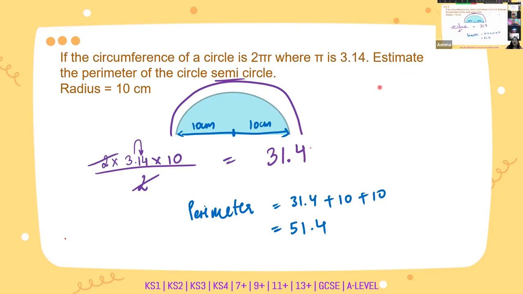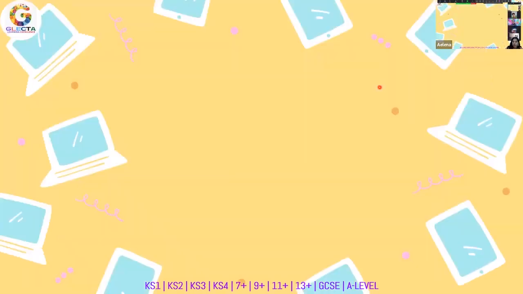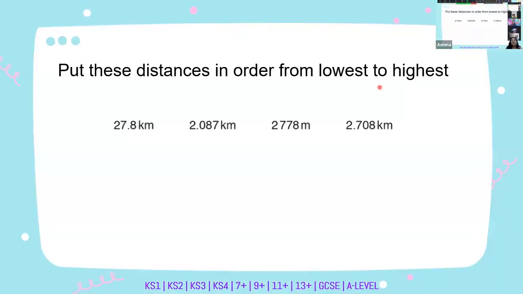Yes. Good. All right. Now moving on to the next one after this. Put these distances in order from least to the highest. Now, whenever we have to convert, measure these. See, this is kilometer, but then over here we have meters. So you have to be careful over here. Make sure that your units are the same.